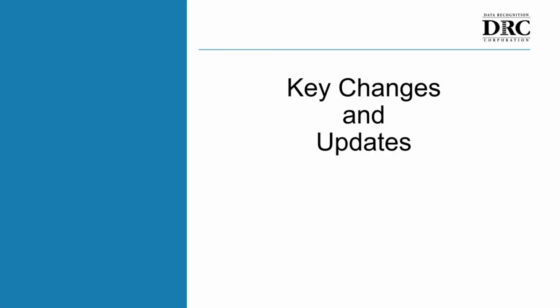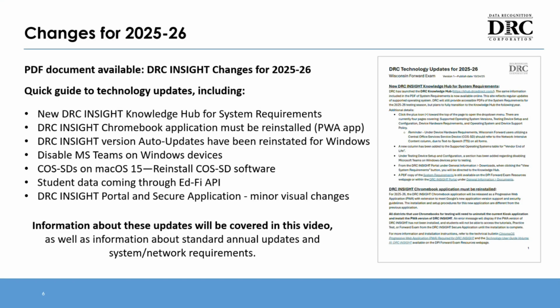Now let's get into the key changes and updates. The main changes you should be aware of are all reflected on a PDF document called DRC Insight Changes for 2025-26. It's a 4-page document, so after this training, if you want a recap, that would be a good resource for you to refer to. But we're going to talk about everything that's on that document right now, and then we'll get into standard annual updates and system and network requirements as well.